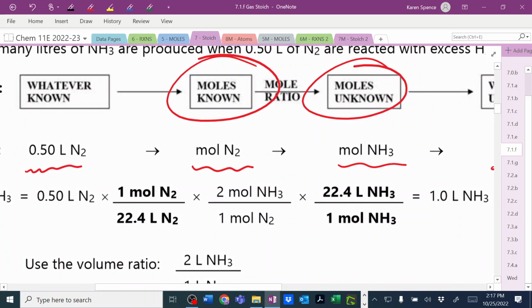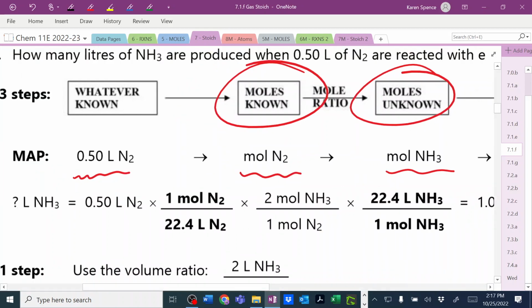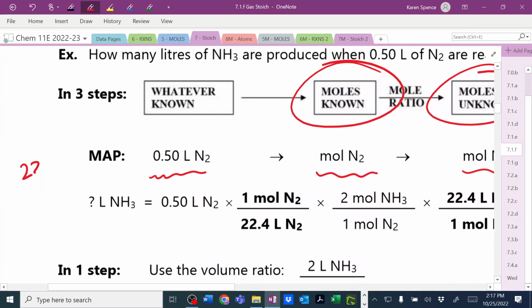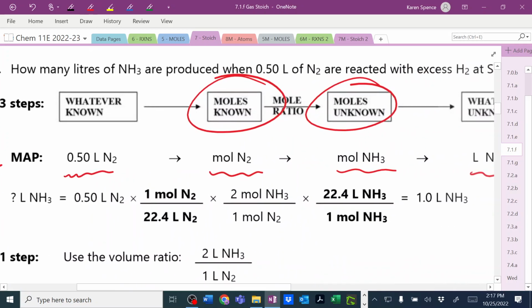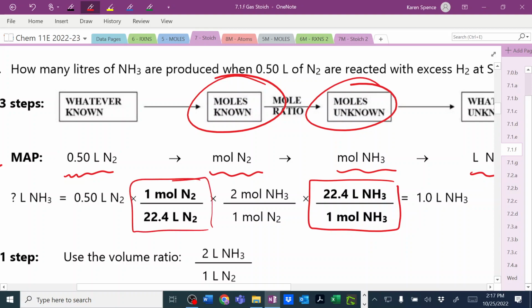And remember, what's the conversion? Is it 22.4 moles per liter or 22.4 liters per mole? 22.4 liters per mole. Make sure you put the 22.4 in the right place. You can do that, but what you'll notice is that this conversion factor is the exact opposite of that conversion factor. So you're just converting in and out of liters, right?